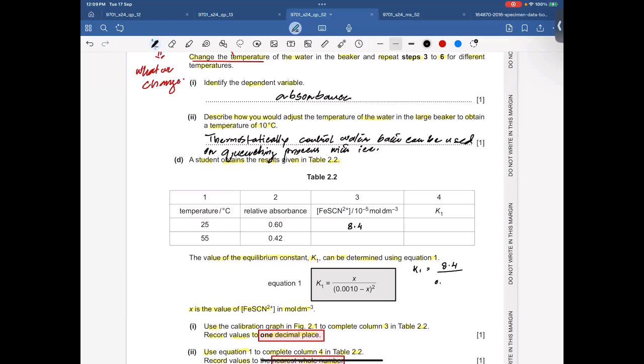So K1 equals 8.4 divided by 0.0010 minus 8.4, whole square. So hold on a second, please. 0.0010 minus 8.4, and that is squared. 8.4 divided by this. So it's 0.119. I think that's the value, 0.119.